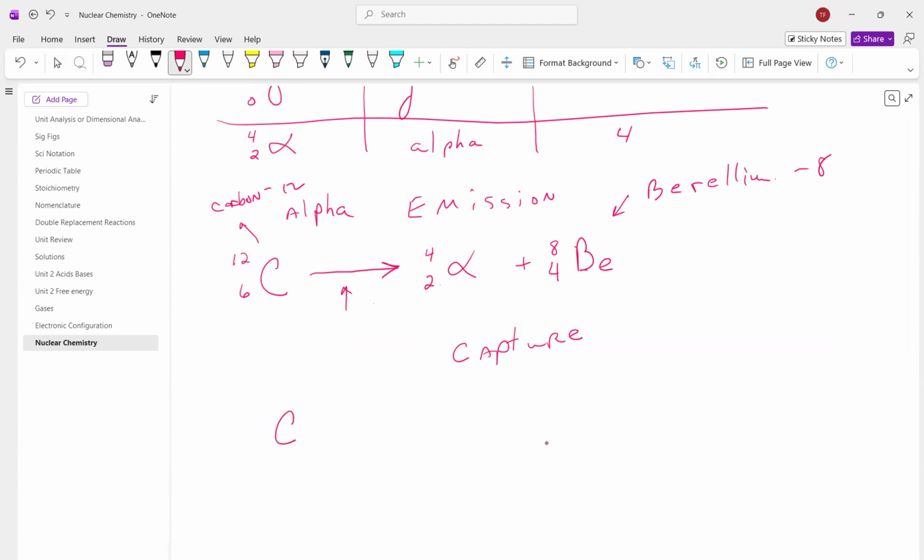So say we had carbon-12 again, and it captured an electron. So this would be a beta capture because an electron is a beta particle. Okay, and what does that give us now? Well, that gives us 12 plus 0 is 12. 6 minus 1 is 5.